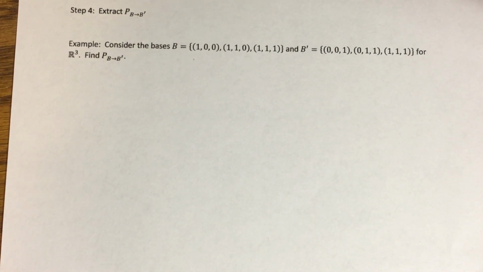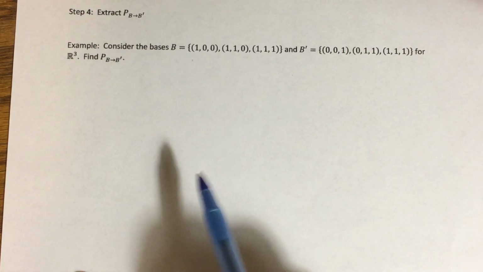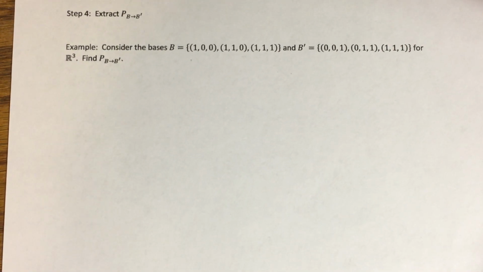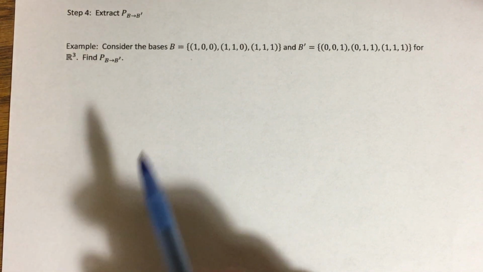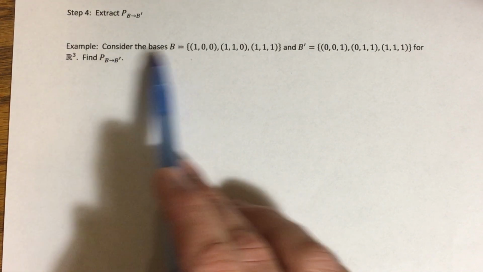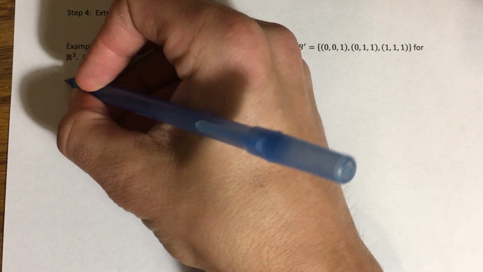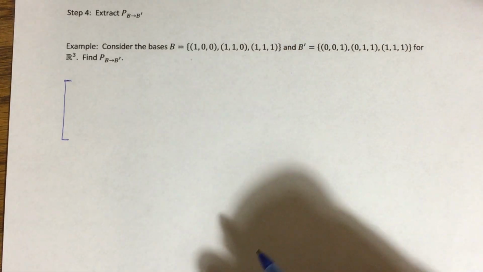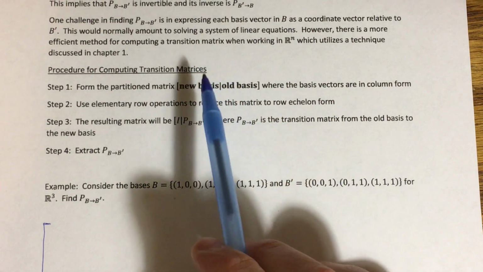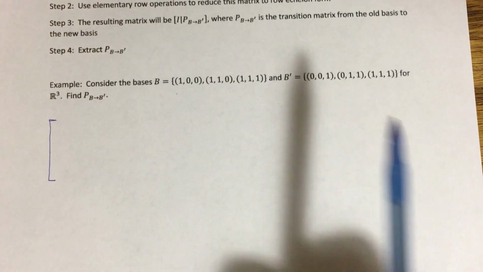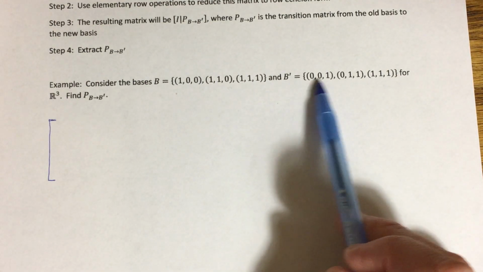So let's take a look at an example. These are two different bases for R3. We're not going to confirm that they're bases, but you can; it's relatively simple to show. If I want a transition matrix that takes me from B into B prime, then I'm going to set up a partitioned matrix, and the new basis goes first, on the left. In this case I want to transition into the B prime basis, the new basis, so these become columns.